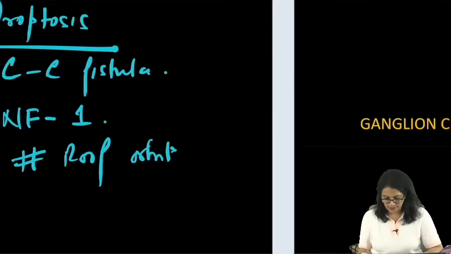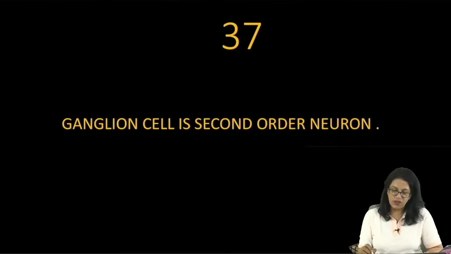Come to the next one. What is the next point? Ganglion cell is second order neuron. Is it correct or not? So many times you all have asked me, so many messages on this. Are we now clear or not?